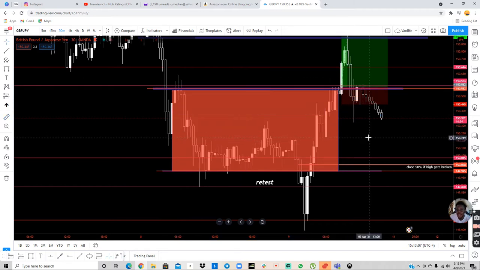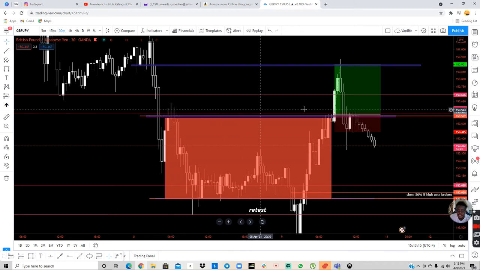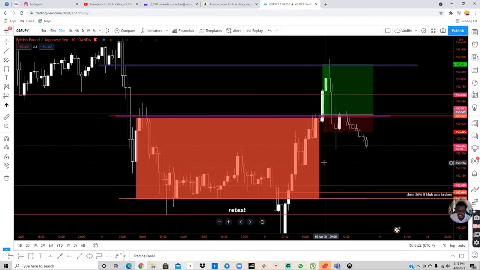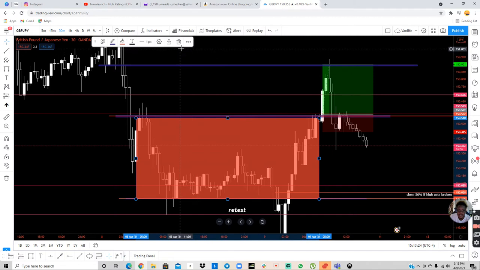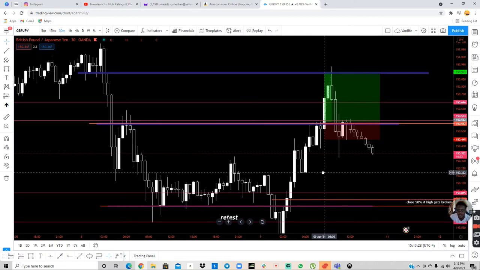But looking at the chart, I identify this area to be my next most recent resistance, and I was waiting for this candle or this candle to break and close above. I did not get that confirmation, so I had to just sit tight on my hands and wait for price to form the way I want it to.